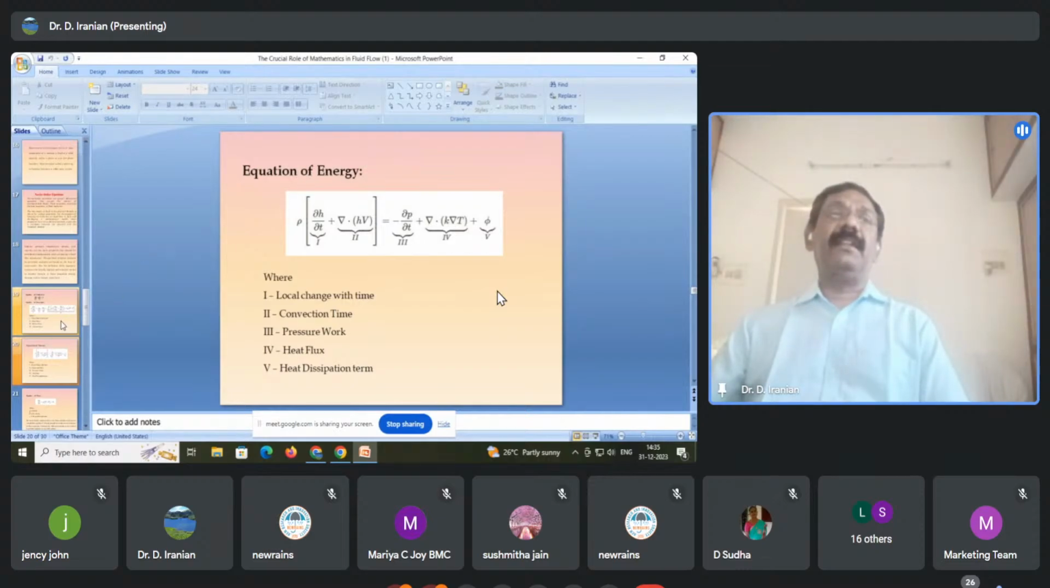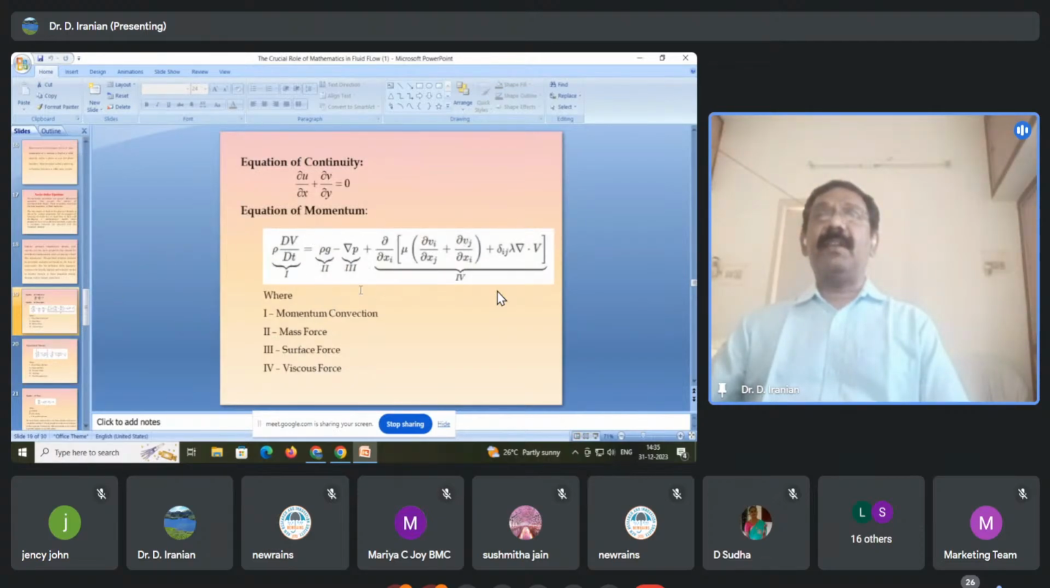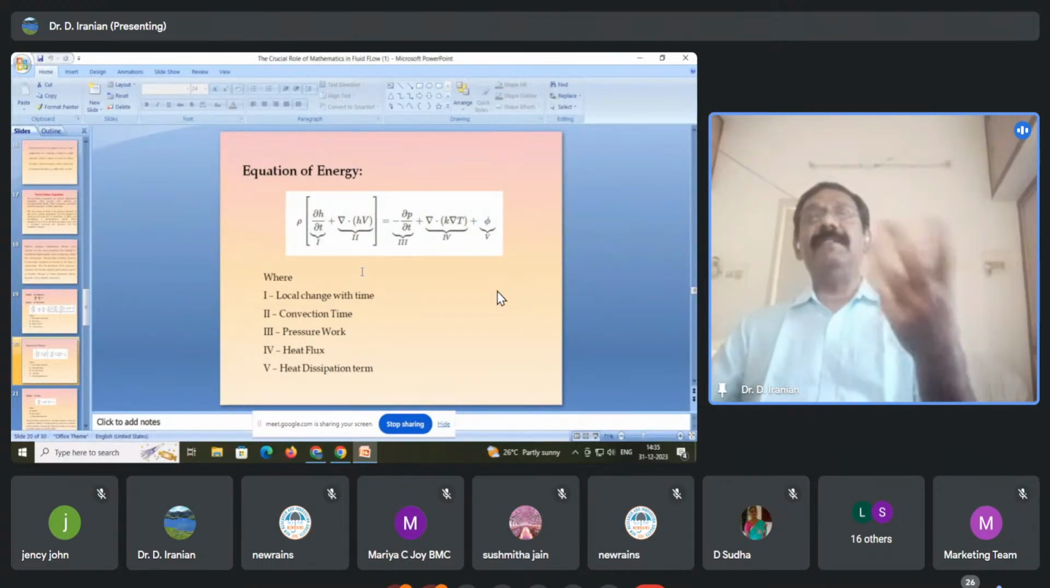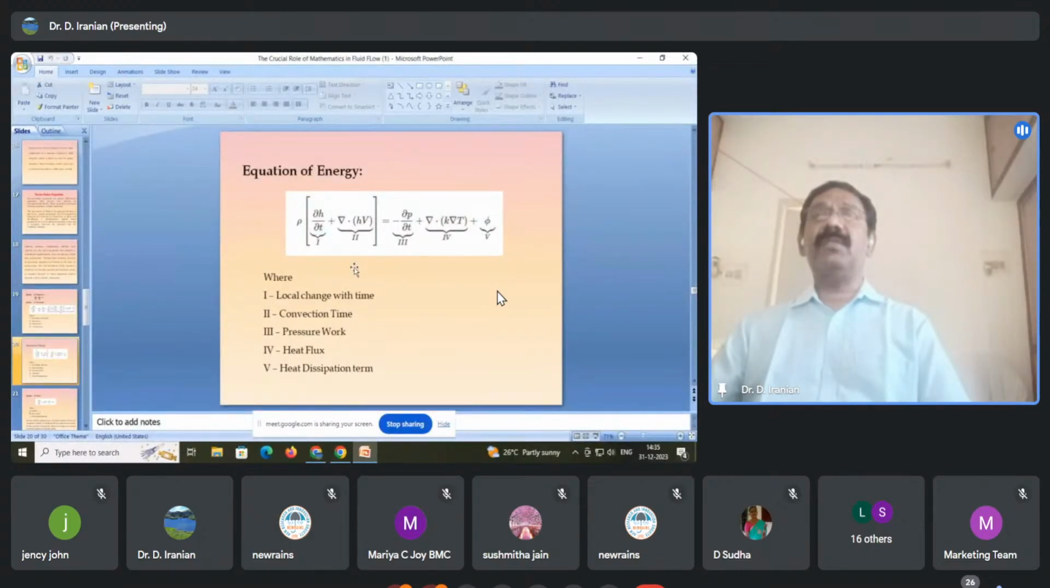In the equation of energy, from the previous equation we are calculating velocity, and in this equation of energy, what we have to find out is temperature. Heat energy occurs only through the temperature difference. Therefore this is called the equation of energy. From this one we are calculating temperature.